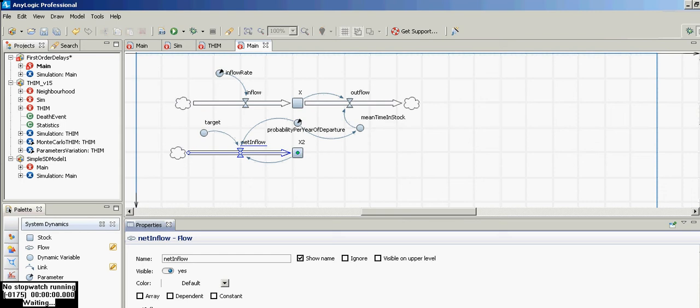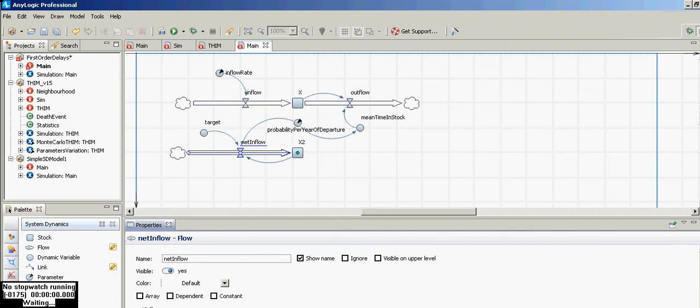If the target is less than x2, we want to lower x2, so we want the net inflow to be negative. The higher the discrepancy, if target is way above x2, we want x2 to rise quickly. If target is way below x2, we want it to go down quickly. If target is just a bit above x2, we want it to rise, but more slowly. Ladies and gentlemen, can anyone give me the basics of a formula, a term that should be in this formula, such that those things would be the case?